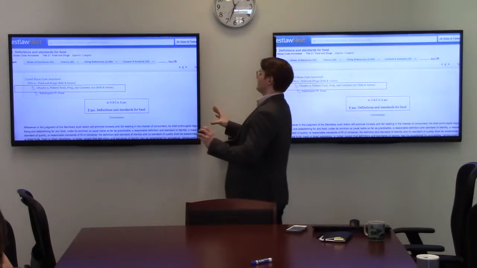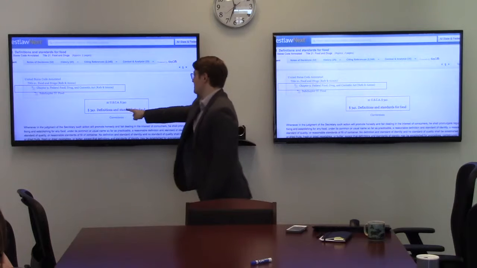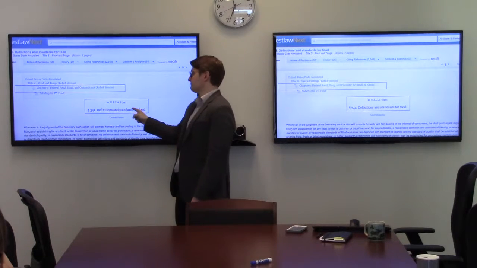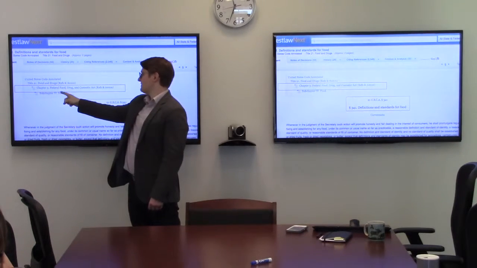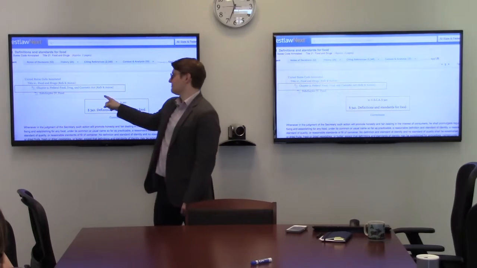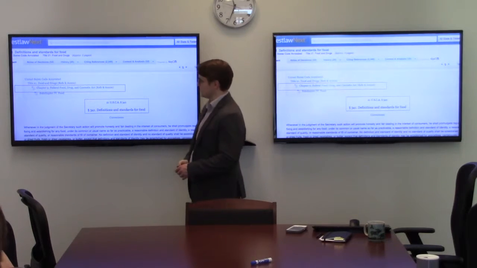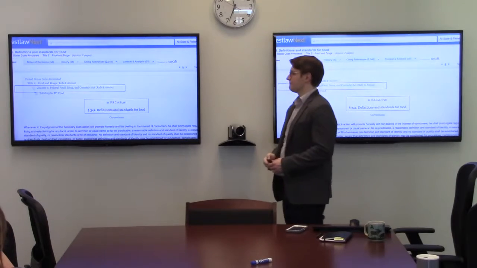Note that, right, we're now in legislative law. This is a statute, 21 USC 341. And we are in the Federal Food, Drug, and Cosmetic Act. That's our broad legislative statute.